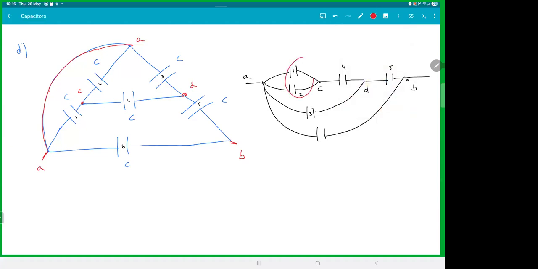Okay, so these two are in parallel, these two are in series. Then this upper one and the bottom one are in parallel. Again, this left and this thing are in series, and again parallel. So series, parallel, everything goes off. You get 13C by 8. You can verify your answer.